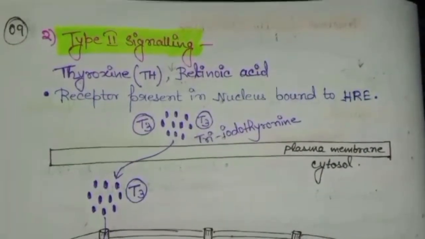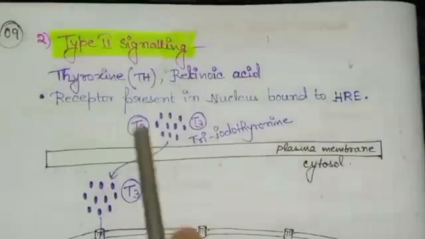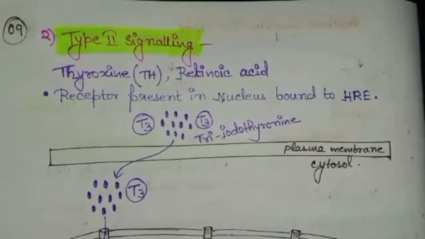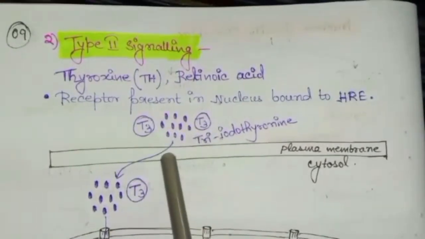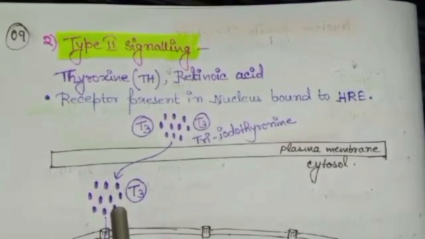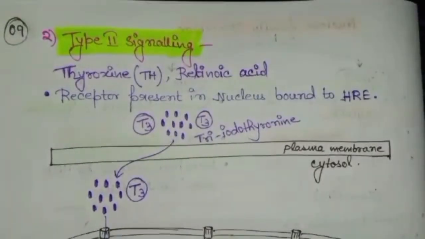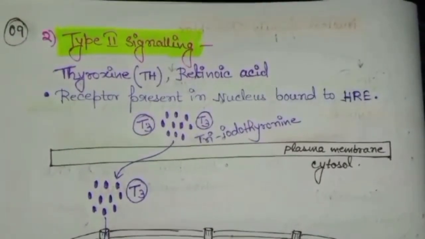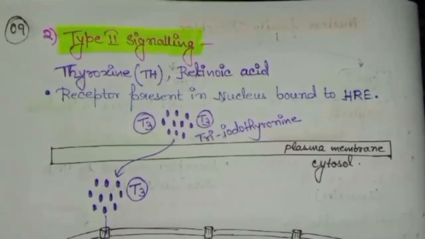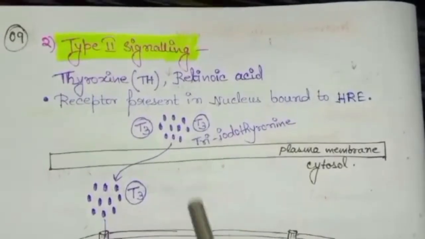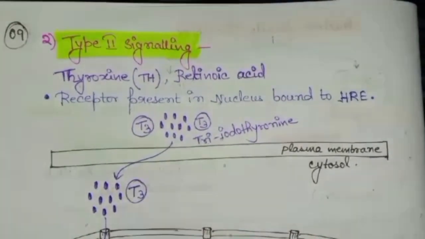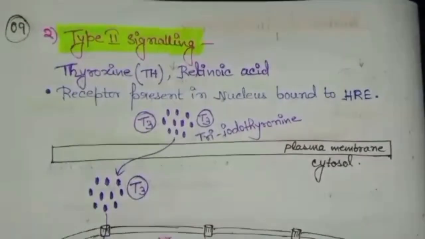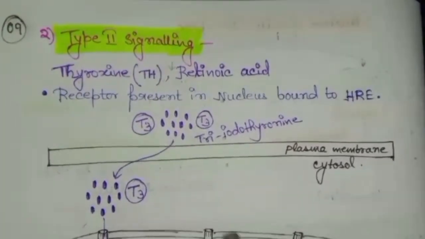So let us take thyroxine as an example. Here triiodothyronine is a signaling molecule that enters by crossing the plasma membrane into the cytosol. That means it is a nonpolar molecule. We have discussed before that signaling molecules are of two types, nonpolar and polar. Triiodothyronine is a nonpolar signaling molecule, so it can cross the plasma membrane and enter the cytosol, and it also enters the nucleus.